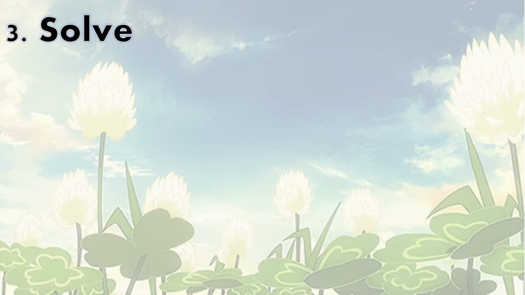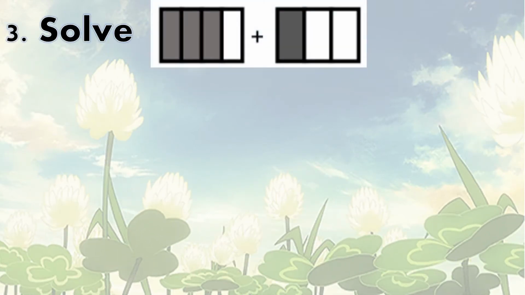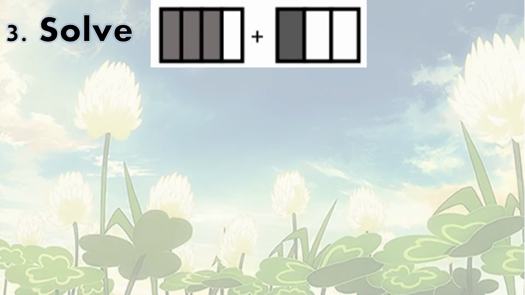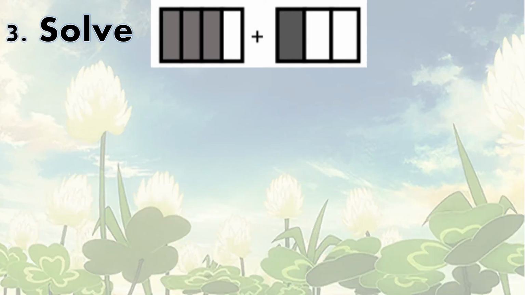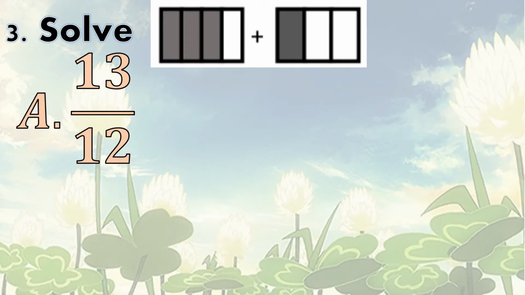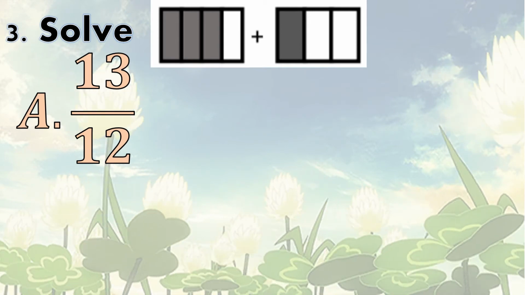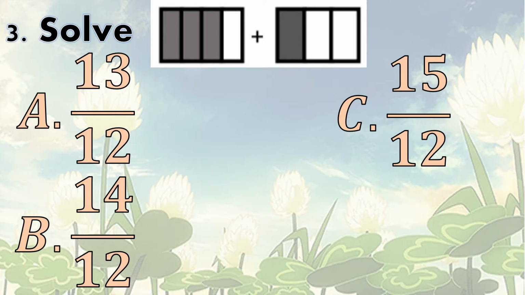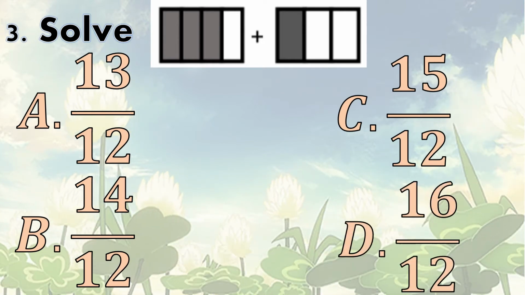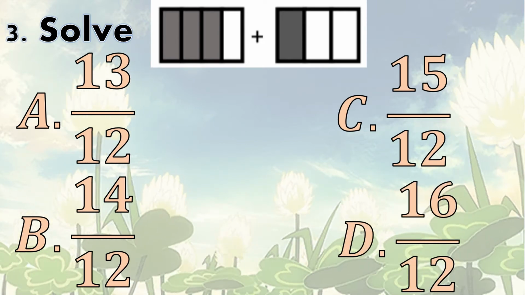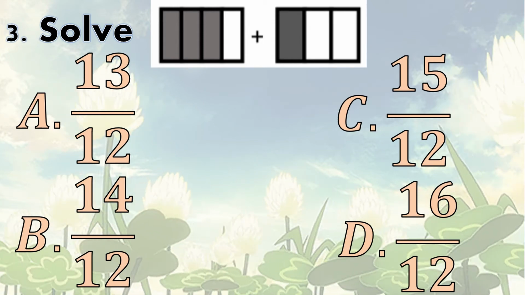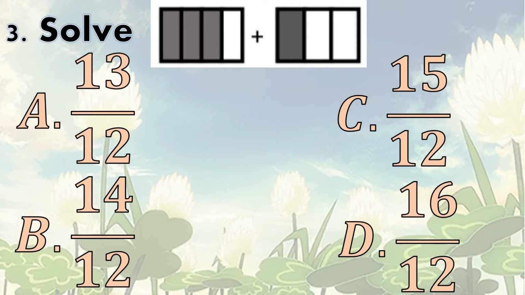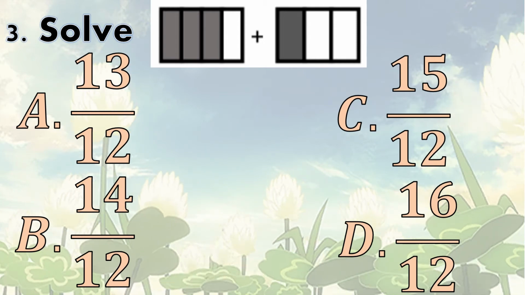Let's try another one. Number 3. Let us solve this one. So, the given figure is 3/4 plus 1/3. So, we have different denominator. So, is it A, 13 over 12, B, 14 over 12, C, 15 over 12, D, 16 over 12? Okay, fantastic. The correct answer is 13 over 12.